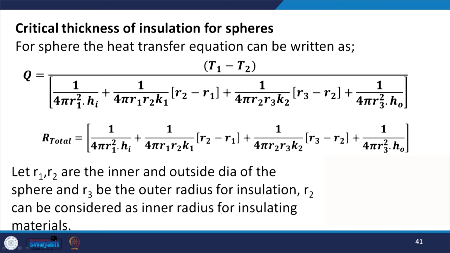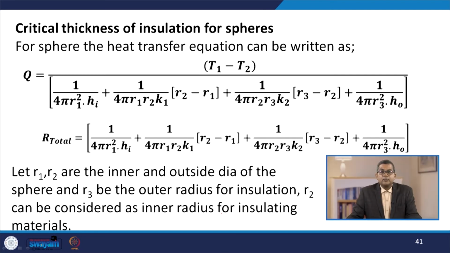Now let's talk about the critical thickness of insulation for spheres. For spheres, the heat transfer equation can be written as this particular equation, and the R total can be written as this equation number 2. Let R1 and R2 be the inner and outside radius of the sphere, and R3 be the outer radius of the insulation, and R2 can be considered as the inner radius for the insulating material.